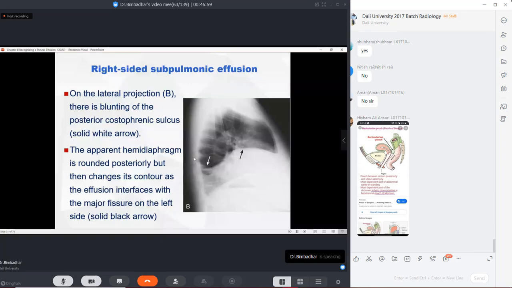So in this lateral view, we actually see that here, this is the meniscus, and this one is not extending beyond the minor fissure. And the major fissure is the one that is actually obscuring the shadow, right? So both of them are not extending beyond the fissural lines. So that is the radiographic feature, right?